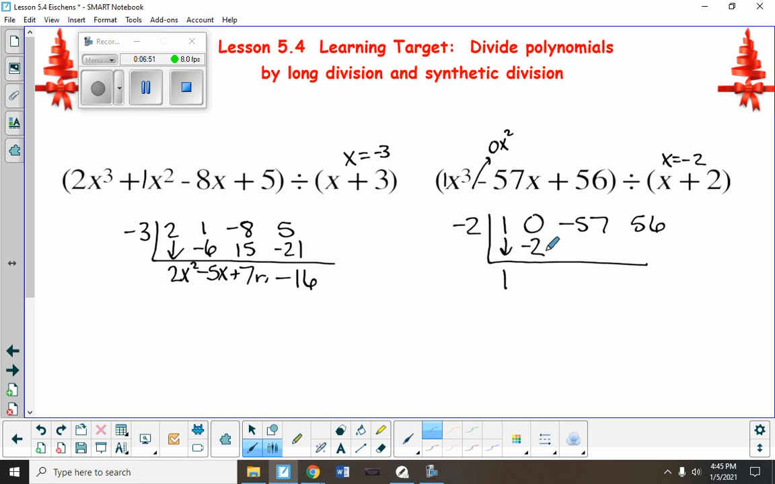Multiply, you have negative 2. Multiply, we have a positive 4. So this is a negative. Then when we add, we get negative 53. Multiply those together, that would be a positive 106. And when we add that, that'd be 162. So now to write the polynomial, if this is x cubed, this will be x squared minus 2x minus 53 with a remainder of 162. There's your answer. A little bit easier than the long division.